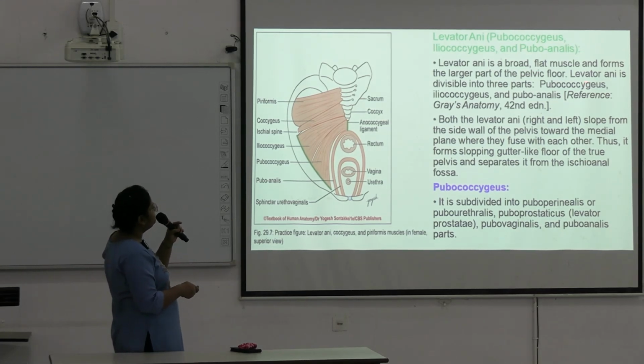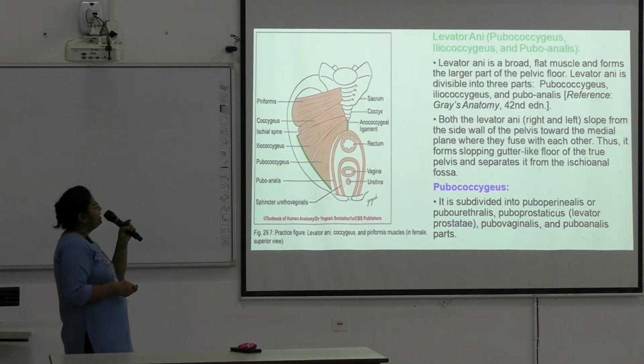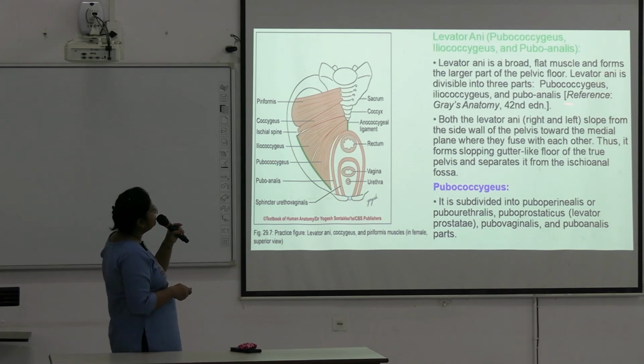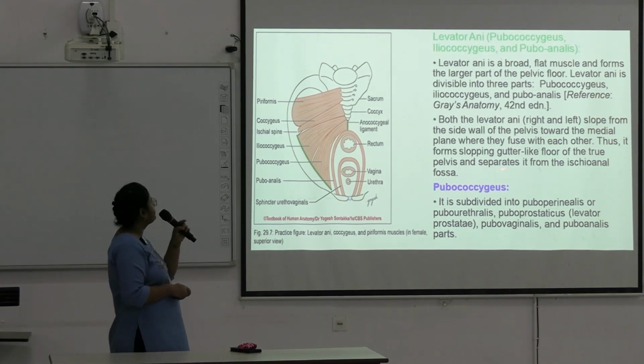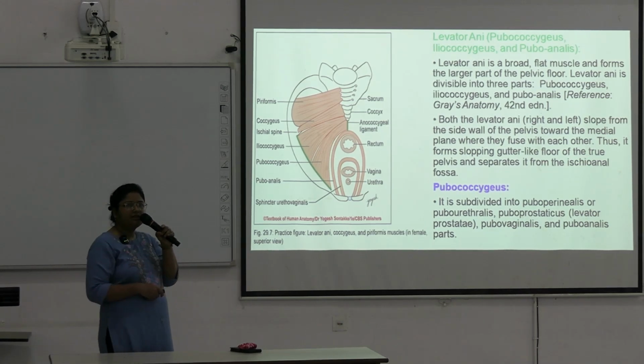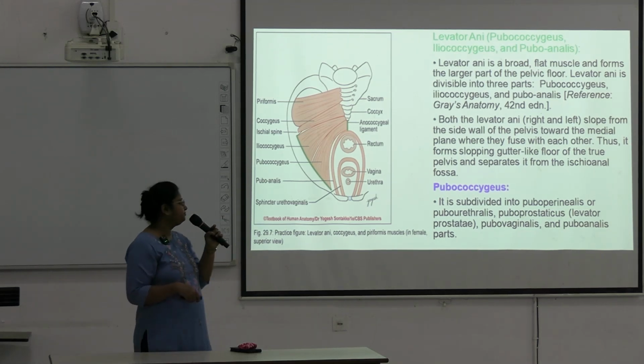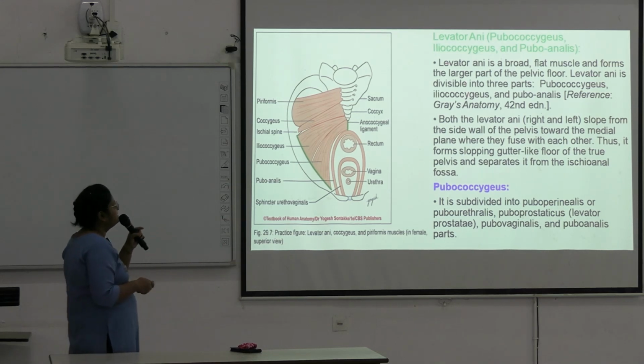Levator ani is a broad, flat muscle that forms the larger part of the pelvic floor, and it is divisible into three parts: pubococcygeus, iliococcygeus, and puboanalis. Both the levator ani, right and left side, slope from the side of the pelvic wall towards the medial plane, where they fuse with each other, and thus form a sloping gutter-like floor of the true pelvis and separate it from the ischioanal fossa. The ischioanal fossa lies around the anal canal. So we will discuss these three parts in detail.